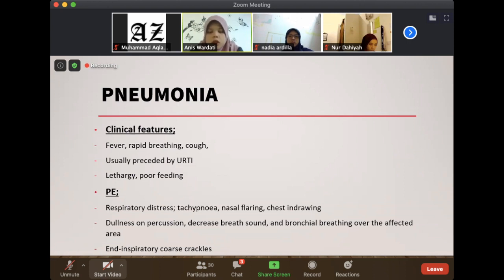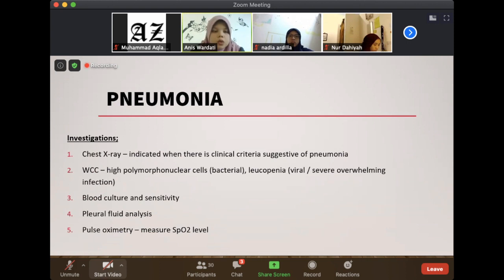For the investigation, it will be X-ray, especially when there are clinical features that suggest pneumonia. On full blood count, usually the neutrophils are high, which is suggestive of bacterial infection. If there is leukopenia, it could be viral in origin. Other than blood count, we can also do blood culture and sensitivity to know the pathogen later on. If the patient has a pleural effusion, you can also test the fluid for culture and sensitivity. For bedside investigation, you can do pulse oximetry.